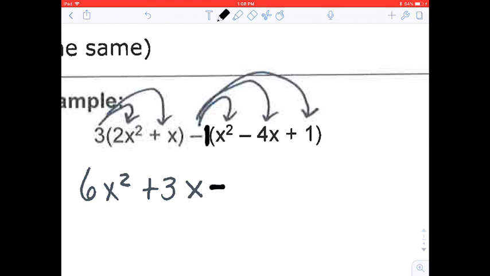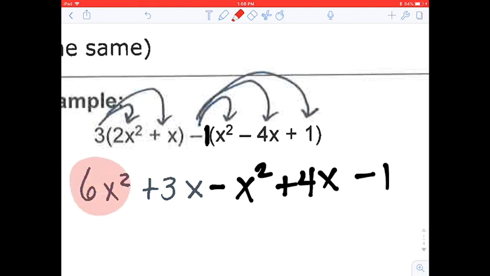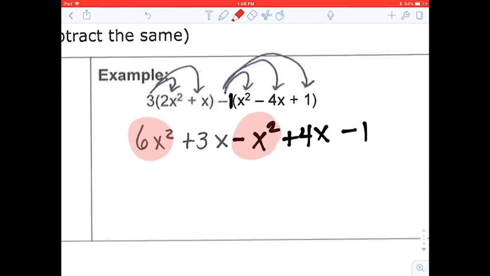Negative 1 times x squared is negative x squared, or negative 1x squared if you'd like to write it. Negative 1 times negative 4x is positive 4x. Negative 1 times positive 1 is negative 1. So let's look for like terms that we can combine. 6x squared combines with negative x squared, and that's going to give me 6 minus 1 is 5x squared.